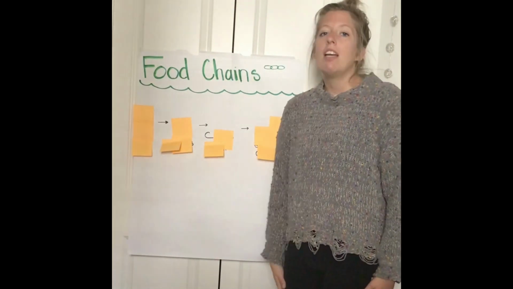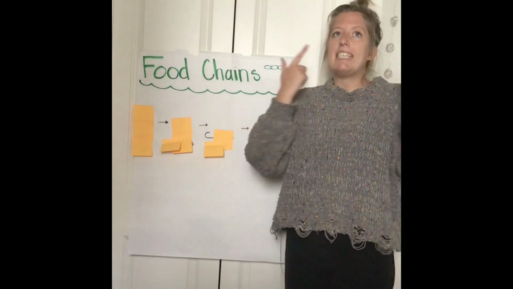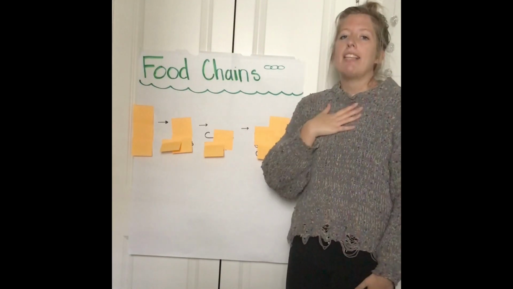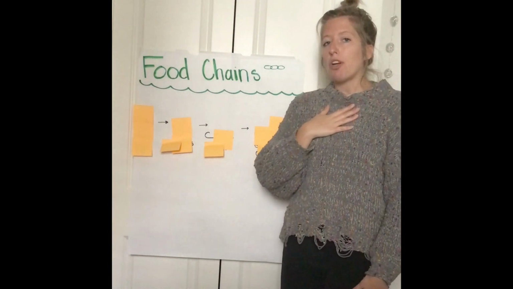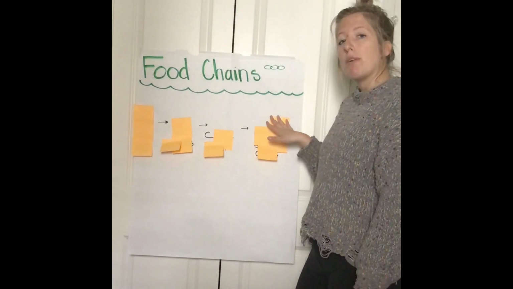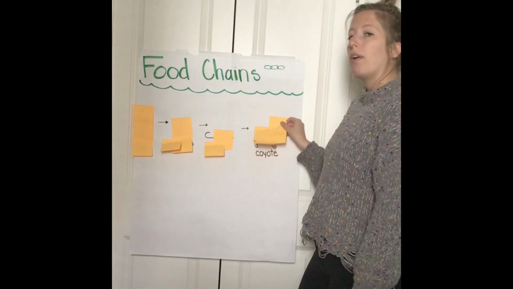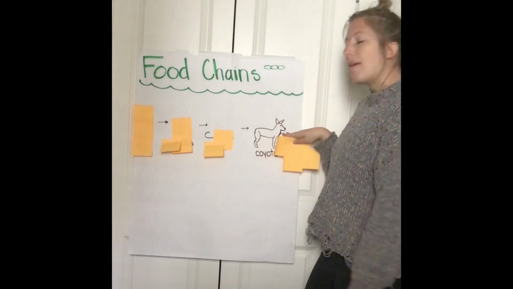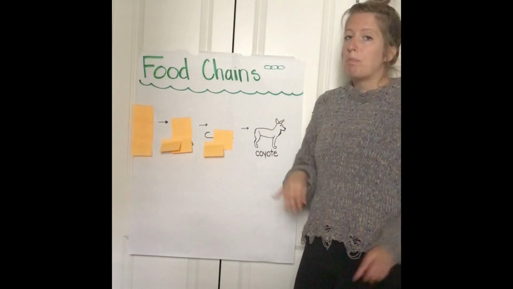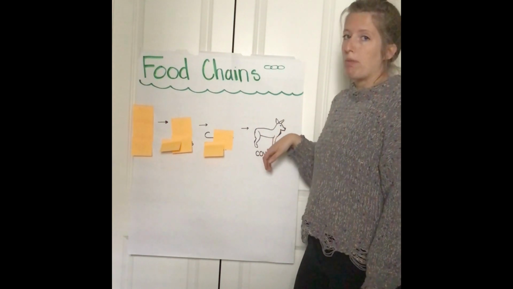Think about that. All right, so what you're going to need to do first on your food chain is think of any animal. Now I've decided that on my food chain, I'm going to start with a coyote. And since we're working backwards, I'm going to put my coyote on this side of my page. So once you have your animal, you can draw a picture and label your animal. Now, if you don't know how to spell the name of your animal, I want you to sound it out or have an adult help you.